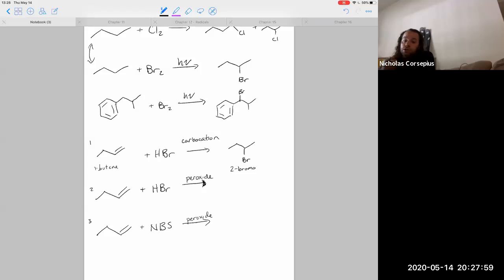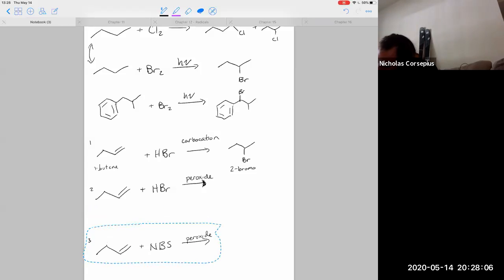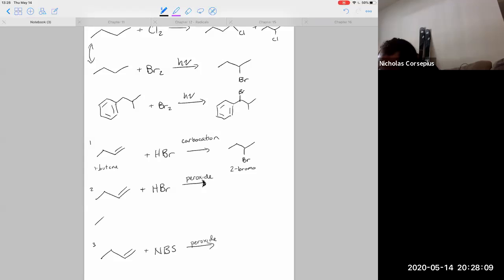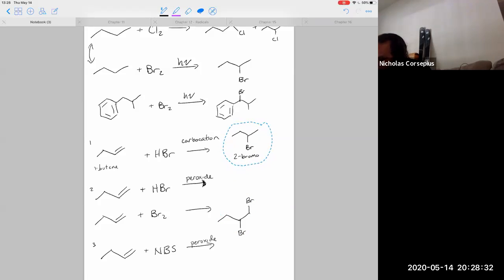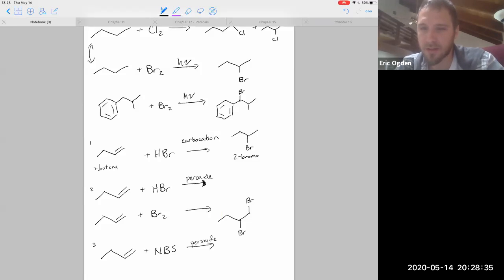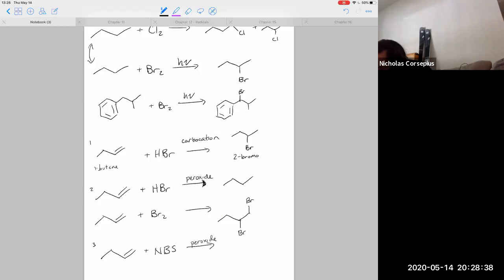1,2-dibromobutane? It's not 1,2-dibromobutane. That would be if we had Br2 without any light or radical reaction, which is when we get anti-addition of bromine to our double bond. Here we only get the 1-bromo product, but what's the shtick with peroxide? Does anybody remember? They encourage the anti-Markovnikov addition. Yes, absolutely. So this is how you get substitution on the less highly substituted carbon. So now we get the 1-bromo.